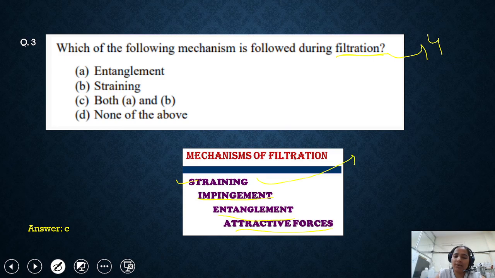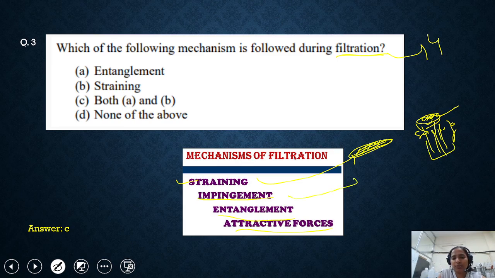Suppose in straining, what is happening? Straining is very simple. At a very basic level you can say that filtration is occurring on the basis of size, like the sieving we use in houses. Straining is the simple filtration. The larger particles will stay there and the other particles or the liquid will flow down through the membrane. In impingement also the separation is occurring on the basis of size. In entanglement there is also separation on the basis of size.